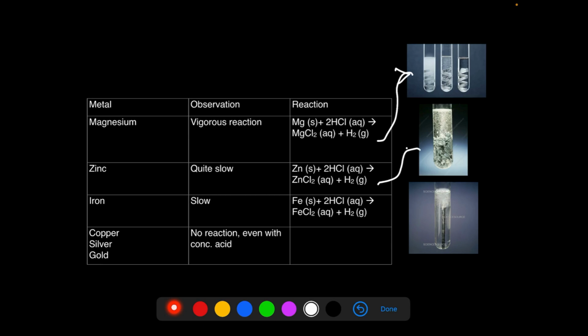Then we have zinc, and the reaction is quite slow with dilute HCl. Here we have Zn solid plus 2HCl aqueous, which gives ZnCl2 aqueous plus H2 gas. And then we have iron, which has a slow reaction with dilute HCl. That is iron solid plus 2HCl aqueous, which gives FeCl2 aqueous plus H2 gas. And then we have copper, silver and gold. They have no reaction at all, even with concentrated acid.